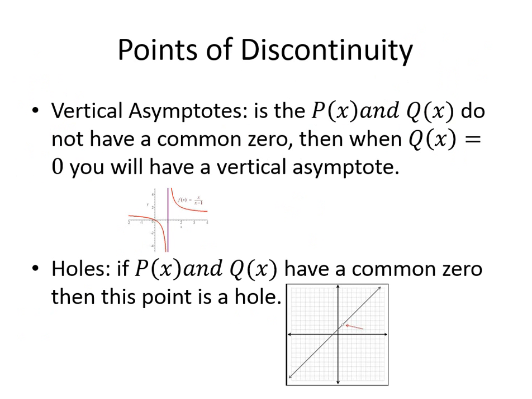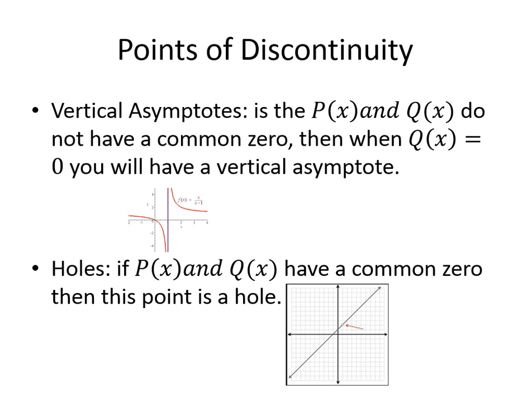But all right, now this point where this occurs, where the denominator of a rational function equals 0, these are called points of discontinuity. Points of discontinuity are basically where you have breaks in your graph. There are two different types. There's a vertical asymptote, which I mentioned earlier, and there's a hole.